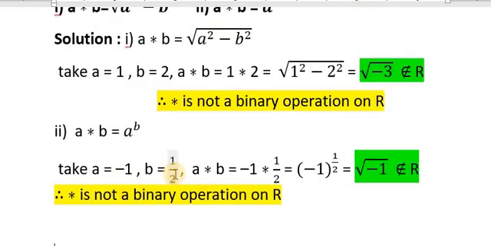Real numbers also contain both the rational and irrational numbers. Therefore, all real numbers can be expressed in the form of p by q, which means it contains fractions also. So I took b is equal to half and a is equal to -1, then -1 to the power of half is equal to root of -1, which is not present in R. Therefore, star is not a binary operation.